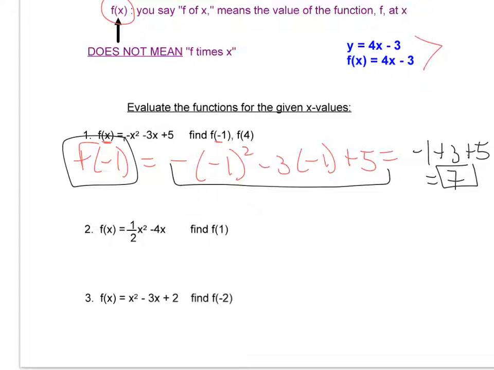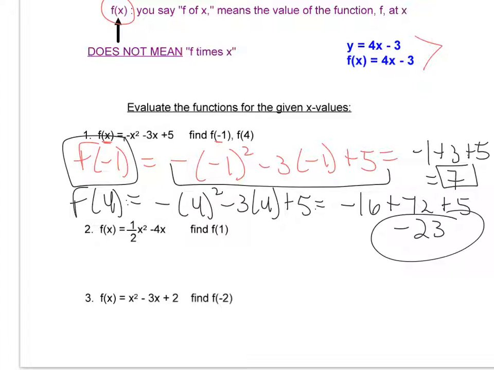Okay, I'm going to have you try f of 4 next on your own. I'll have you pause the video, and in a sec I'll have the answer pop up. Okay, so hopefully you got -23. If you didn't, be careful again with parentheses. That negative in front of the x squared is outside of the parentheses, so it's negative of 4 squared, which is -16, and then plus -12, same thing, and then +5. So you get -28 plus 5 is -23.